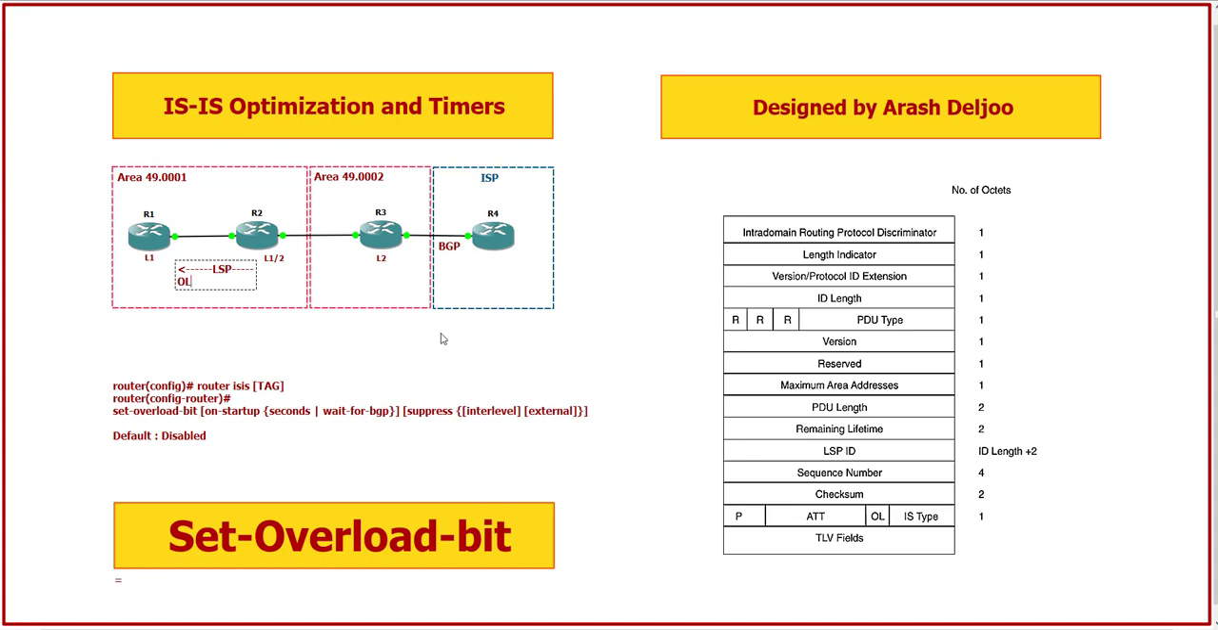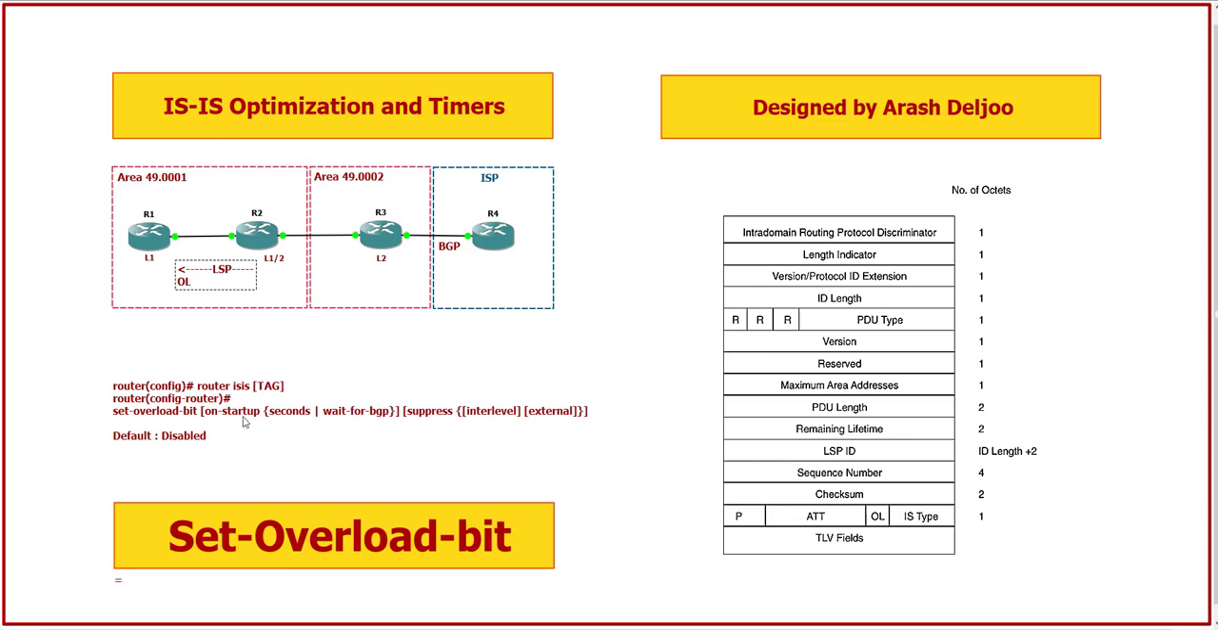But we can set the overload bit manually in special cases. These are the topics that I'm going to talk about in this video. We can set the overload bit intentionally, meaning I am setting the overload bit, not ISIS. Why should I set the overload bit? For some reasons, you can choose to set the overload bit. Let me talk about these reasons, why we need to set the overload bit in some cases.